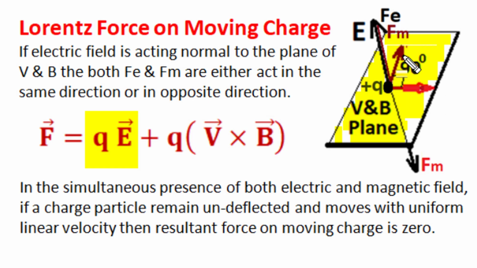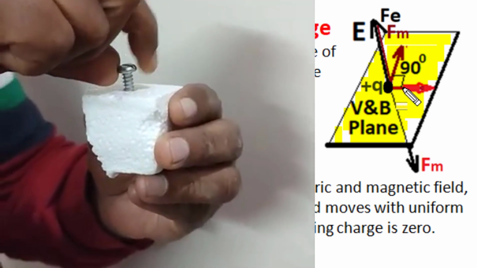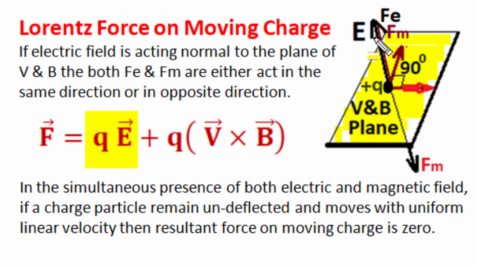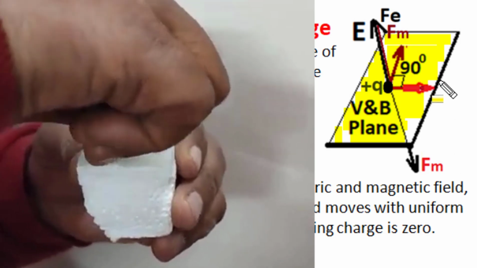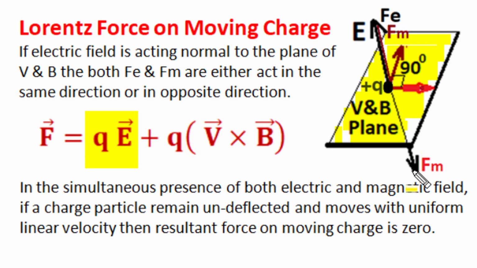And if this brown is the magnetic field flux density and red is the velocity of the positive charged particle, then as per the right hand corkscrew rule, if the screw is rotated from velocity to magnetic field in the anti-clockwise direction, the screw will move upward and the magnetic force is in the direction of the electric force. And if this red one is the magnetic field flux density, and we rotate the screw from velocity to magnetic field flux density in the clockwise direction, the screw will move in the downward direction, and in that case the magnetic force becomes opposite to the direction of the electric force.